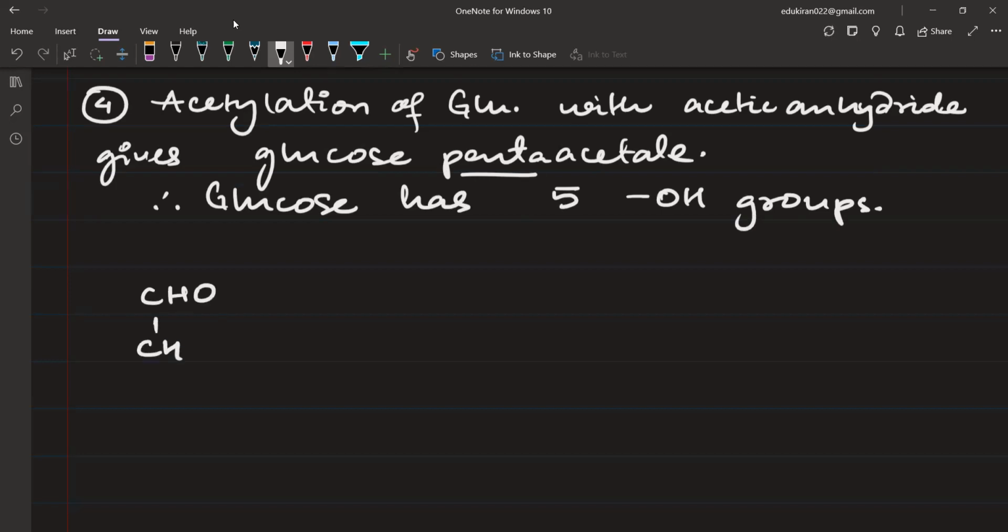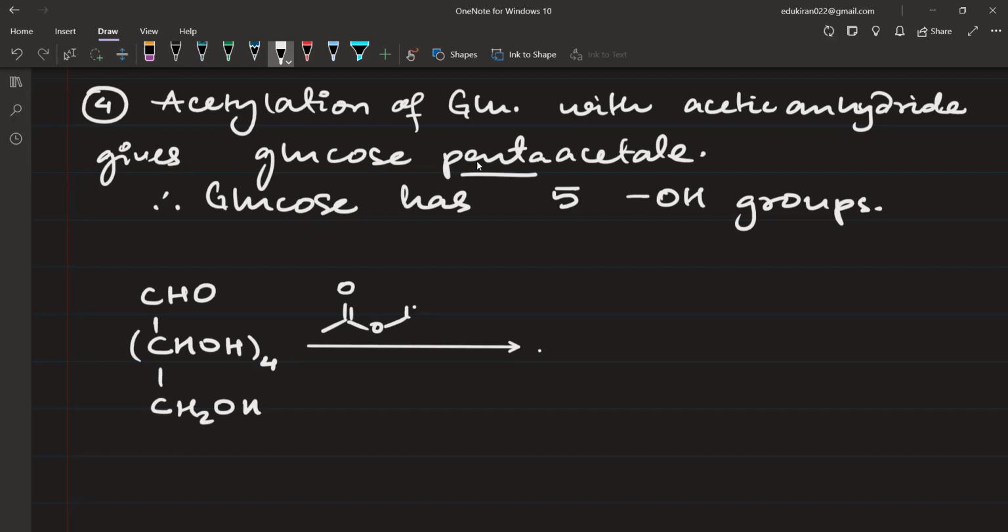CHO, CHOH whole 4, and CH2OH. Acetic anhydride, CH3, C double bond O, bonded to oxygen, bonded to C double bond O, bonded to CH3. ठीक है, now here what happens, all the OH, ये जो है ना, OH के पास lone pair electron है, all of these OH are going to attack onto this particular carbon atom like this. Now you will have a bond between oxygen and carbonyl carbon, and this group will leave as it is.